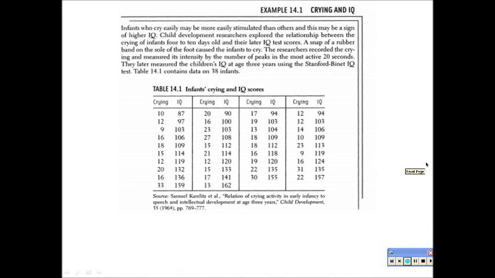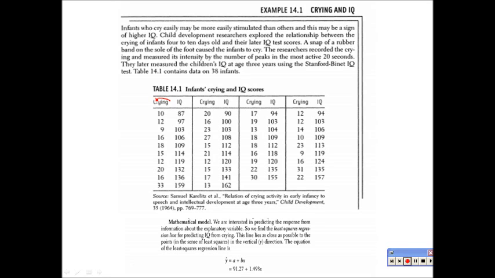For our first example, crying and IQ. Infants who cry easily may be more easily stimulated than others, and this may be a sign of higher IQ. Child development researchers explored the relationship between the crying of infants 4 to 10 days old and their later IQ test scores. The researchers recorded the crying and measured its intensity by the number of peaks in the most active 20 seconds. Table 14.1 contains data on 38 infants. So here, the crying is the x value, and the IQ is the y value.